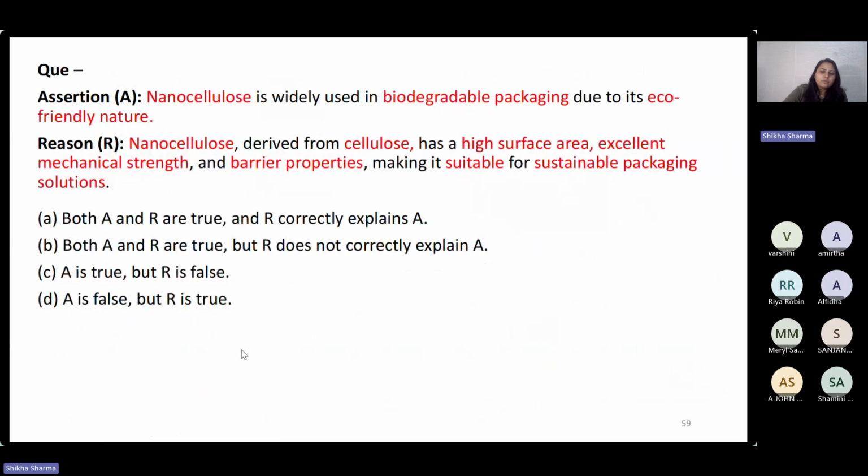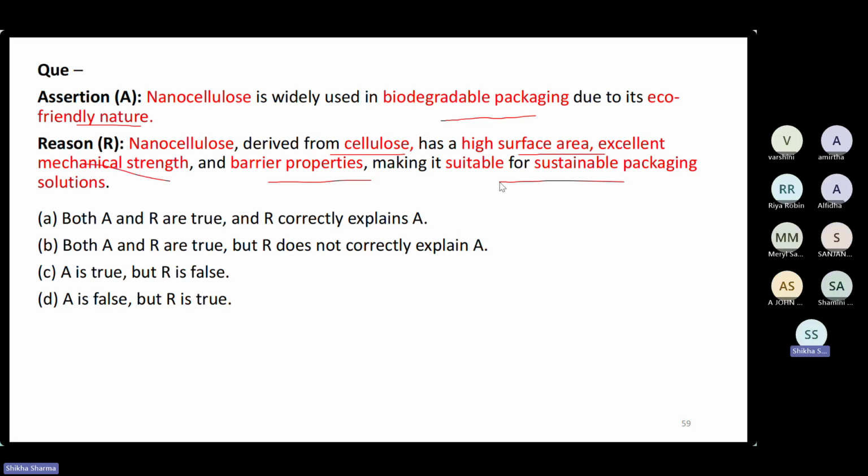Let's discuss this question on nanocellulose. Nanocellulose is widely used in biodegradable packaging due to its eco-friendly nature. The reason is that nanocellulose derived from cellulose has a higher surface area, excellent mechanical strength, and barrier properties, making it suitable for sustainable packaging solutions.